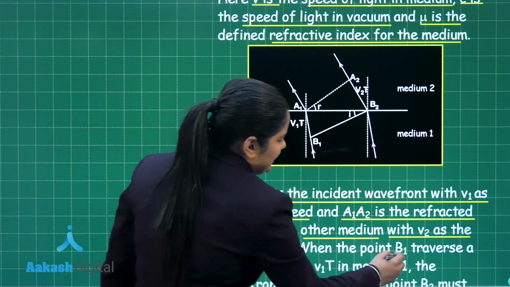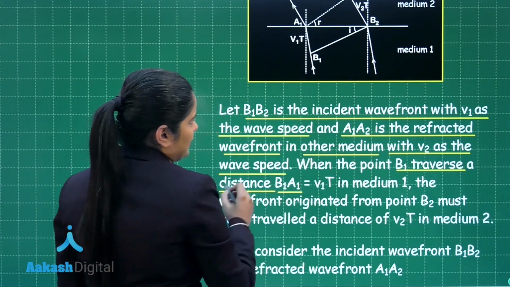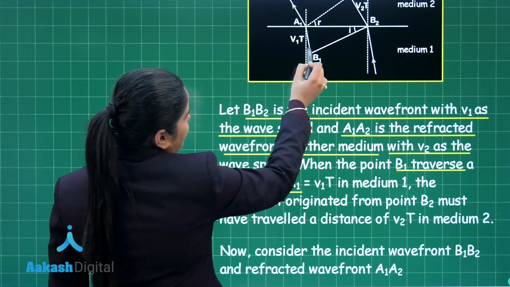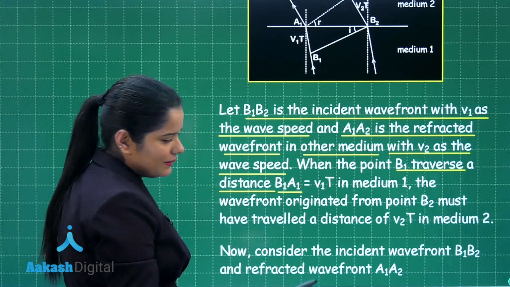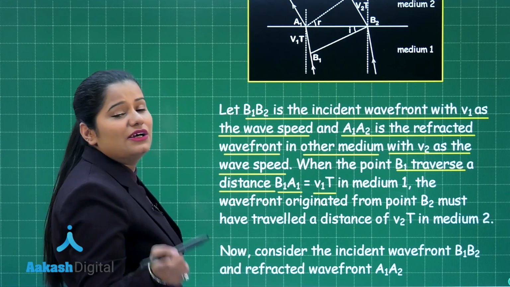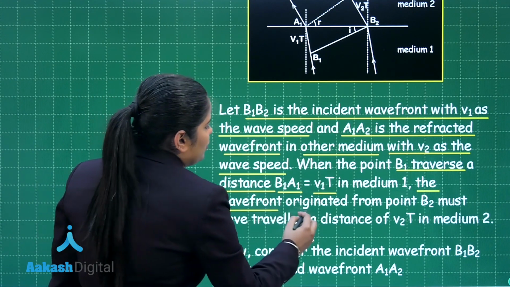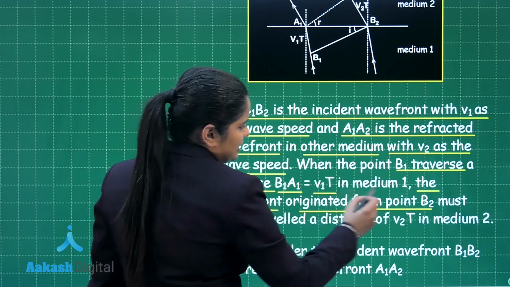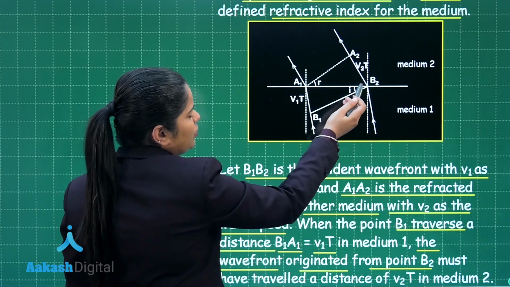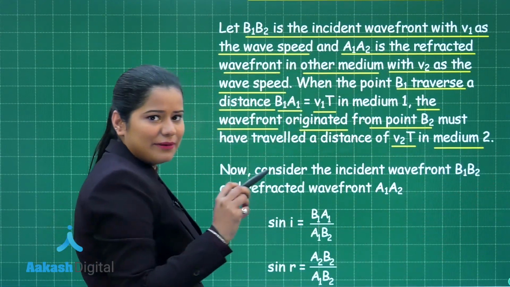Now when point B1 traverses a distance B1 A1, you can see here that when this point B1 travels this distance B1 A1 in time t, this will be equal to V1t, because V1 is the wave speed in medium 1. The wavefront originated from this point B2 must have travelled the distance V2t in medium 2 in the same time t.